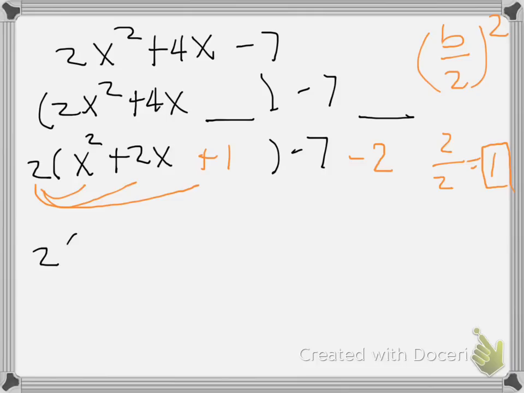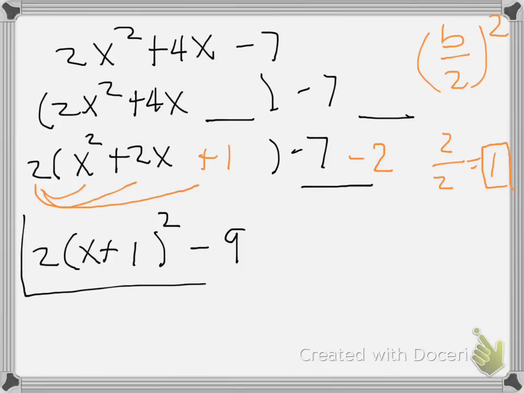So I have my 2 on the outside, and I'm going to come up with an x plus a number, squared, and then the rest of the equation. So I take x plus half of the middle term, which is 1. If I were to FOIL out x plus 1 squared, I would end up with x squared plus 2x plus 1. And then I need to simplify the numbers on the outside, which is negative 7 plus negative 2, giving you a negative 9.